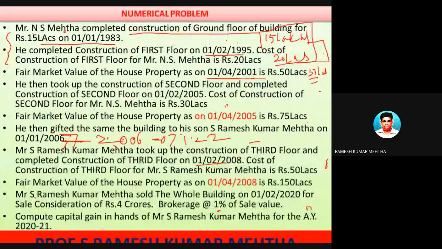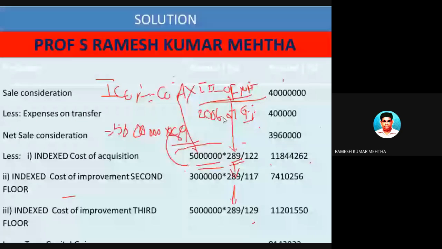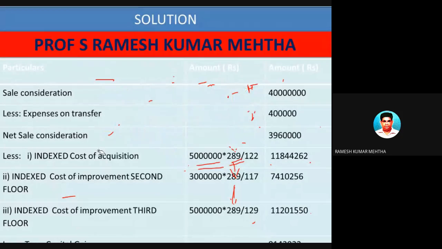So here, this is the second floor which was constructed by his father by spending 30 lakh rupees on 1/1/2006. So I will find out the indexed cost of improvement of the second floor. The formula for indexed cost of improvement, again I'm telling you, is like the formula for indexed cost of acquisition.